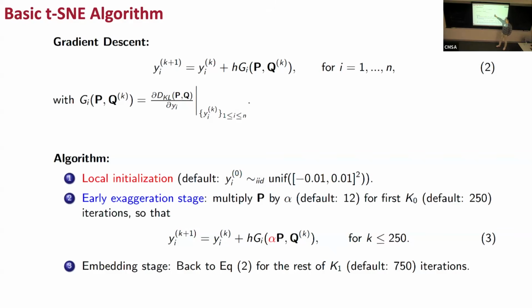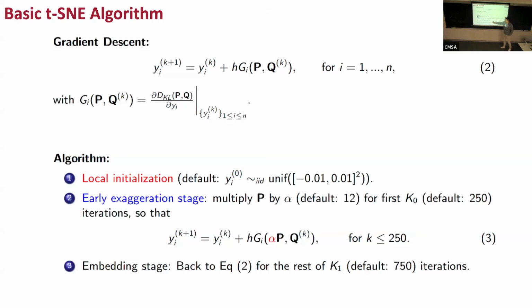The second step they call the early exaggeration stage. In this stage, instead of working with the original gradient descent updating equation, they look at an updating equation where you take the P matrix, the similarity constructed from the input data, and multiply each entry of this P by a large constant, alpha. This is the only place that is different from the original gradient descent algorithm. In standard software implementations, this alpha is just set as some constant. In the R implementation, it's just 12.